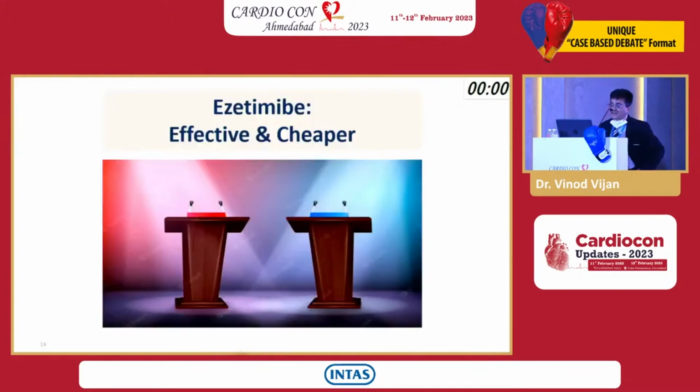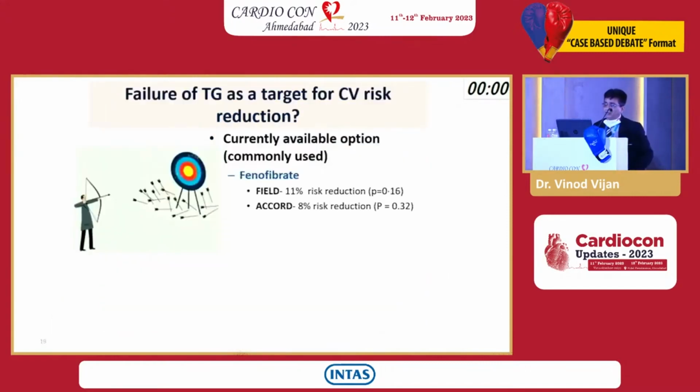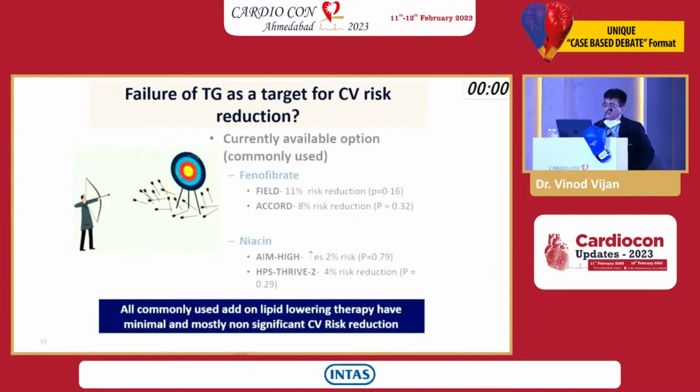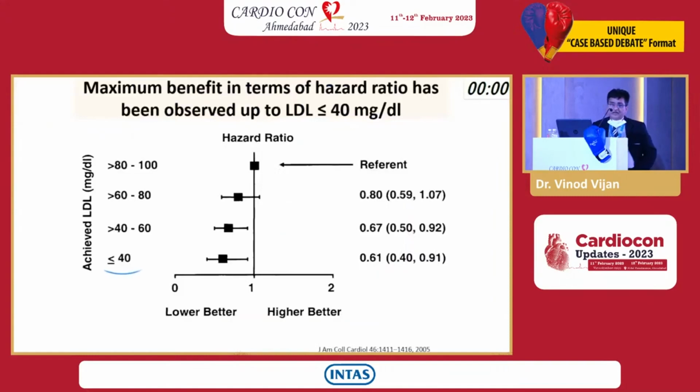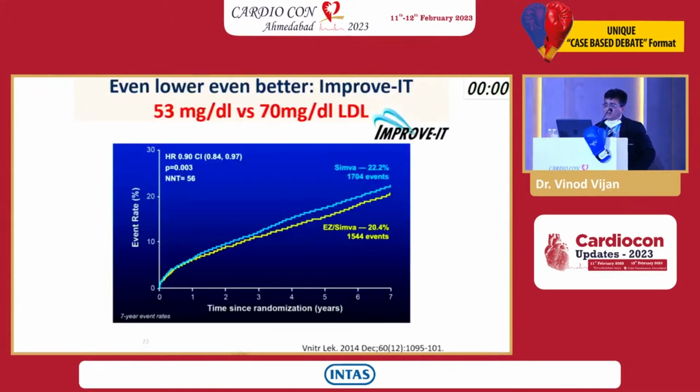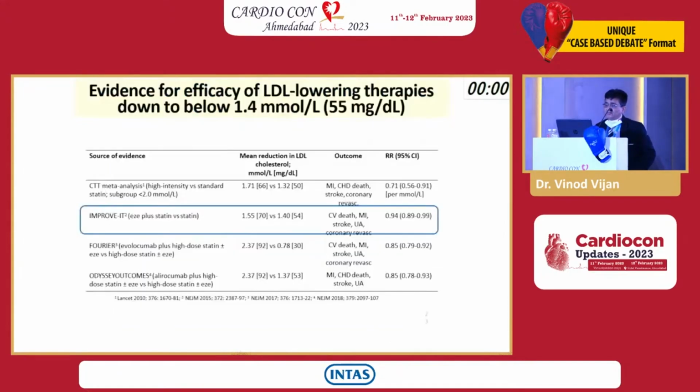and at discharge. So ezetimibe is very commonly used, it is a very cheap drug, and other drugs like fenofibrate and niacin have not even shown any mortality benefit or cardiovascular safety outcome. The lower is always better, and even 53 is better than 70. And if you see the most important trials, IMPROVE-IT is comparable to high intensity statin, and with evolocumab and alirocumab, these are the PCSK9 inhibitors.